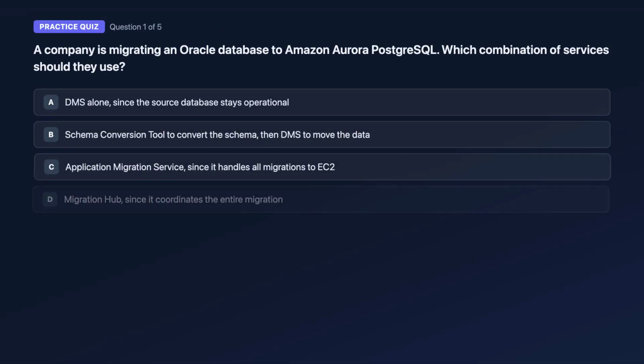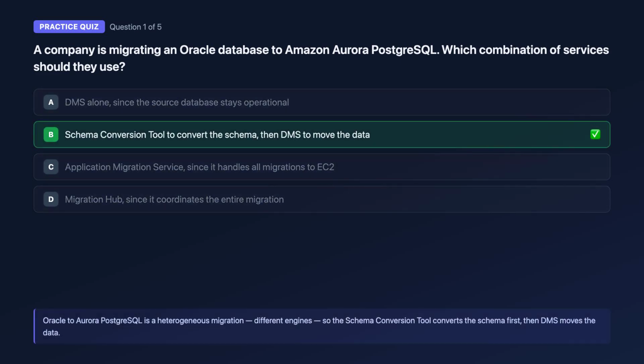Question 1. A company is migrating an Oracle database to Amazon Aurora PostgreSQL. Which combination of services should they use? Is it A, DMS alone, since the source database stays operational? B, the Schema Conversion Tool to convert the schema, then DMS to move the data? C, Application Migration Service, since it handles all migrations to EC2? Or D, Migration Hub, since it coordinates the entire migration? Think about which constraint matters most here.